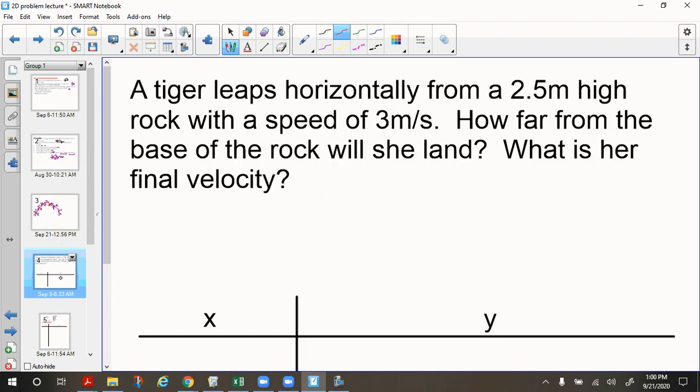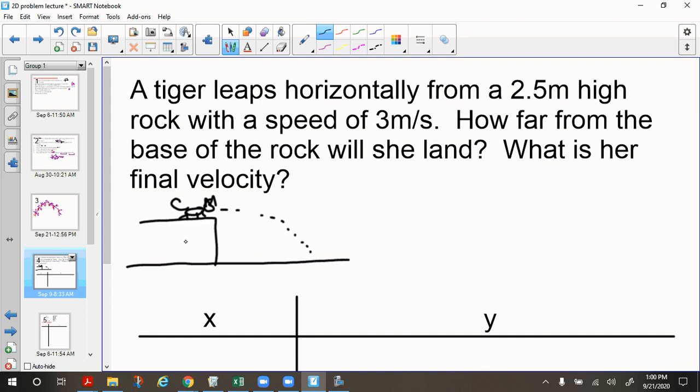Let's give an example. So we have a tiger. It leaps horizontally from a 2.5 meter high rock with a speed of 3 meters per second. How far from the base of the rock will she land, and what is her final velocity? So we're going to sketch the situation real fast. This is not art class, so you don't have to, wow, and drawing on this thing makes my tiger look really good. So, you know, just sketch something real fast, right? And then she's going to come off the cliff and jump like this. And she's jumping off horizontally.